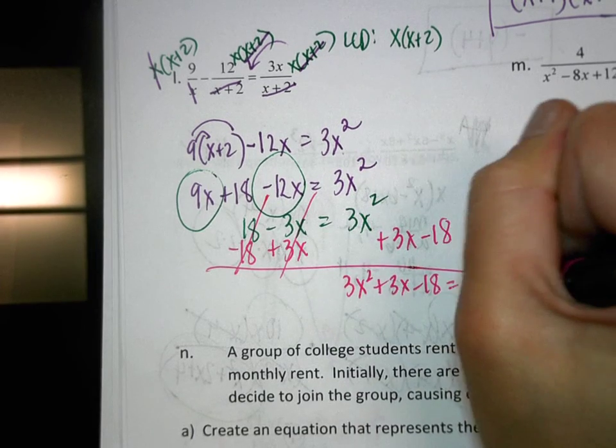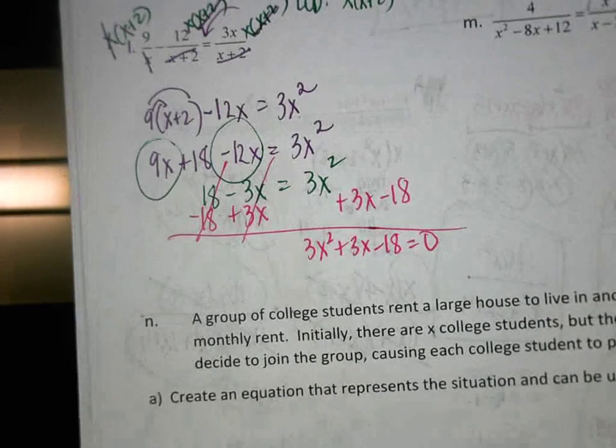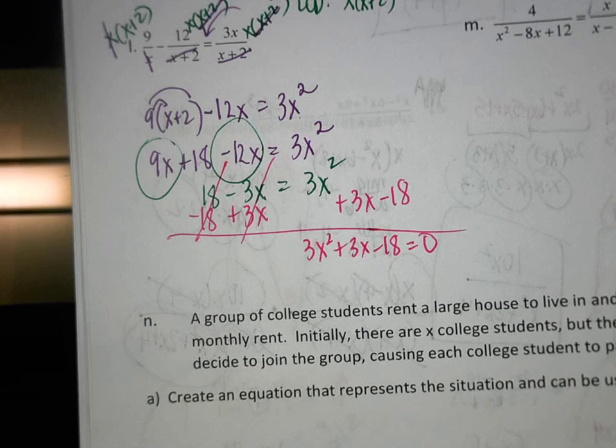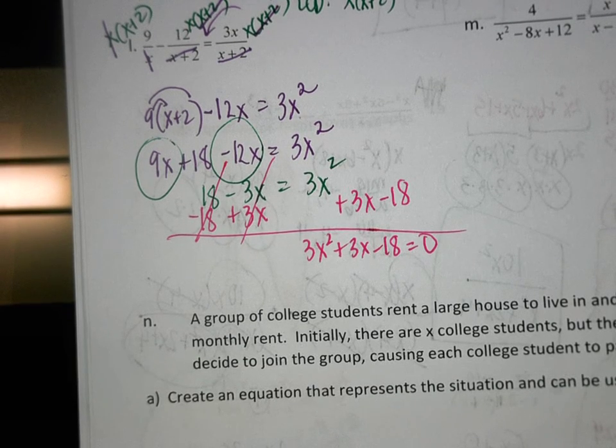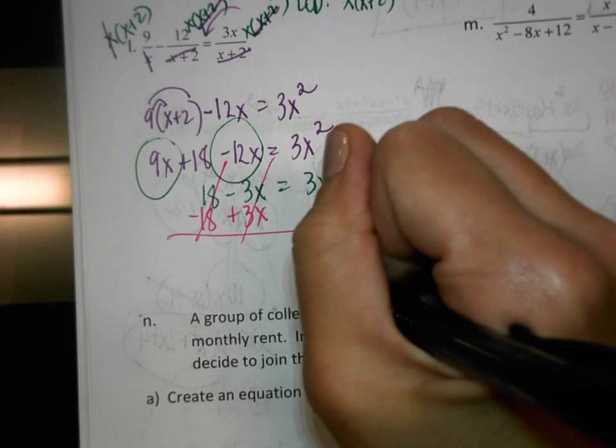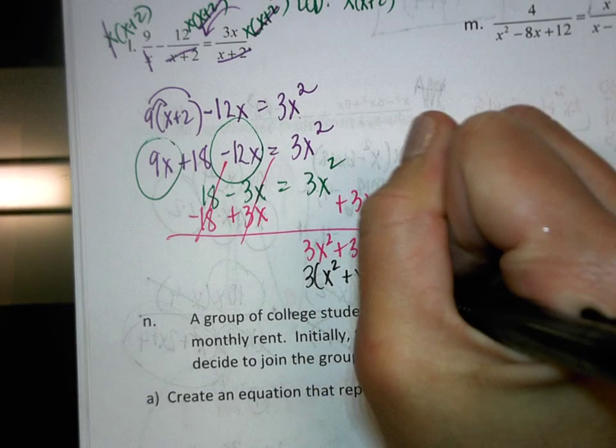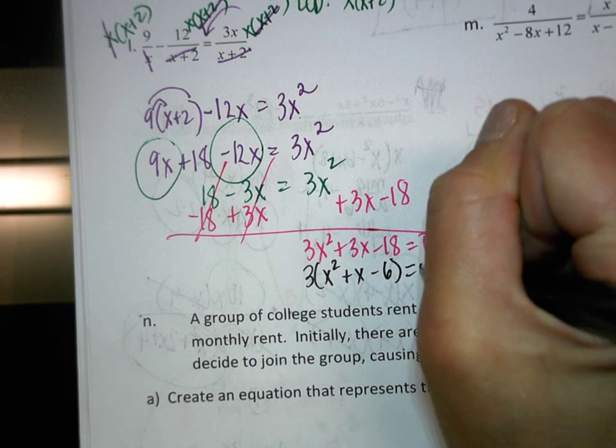And you can have your equals 0 on either side. What can I do to factor? Take out a 3. Very good. And you're left with x squared plus x minus 6 equals 0. How can I factor that?